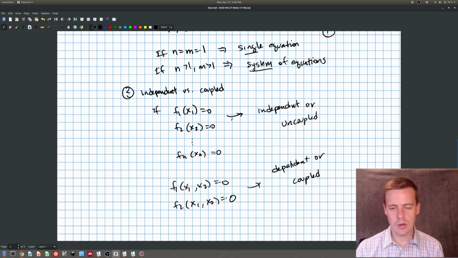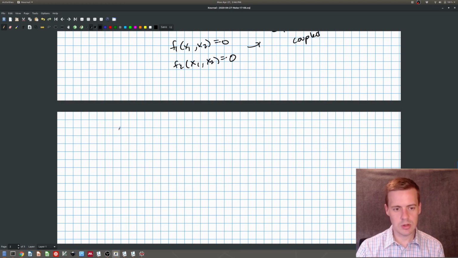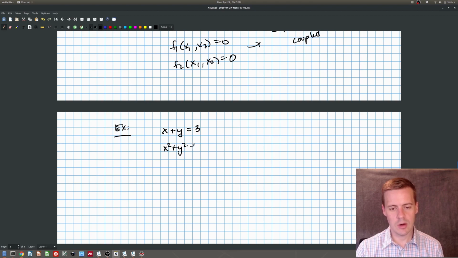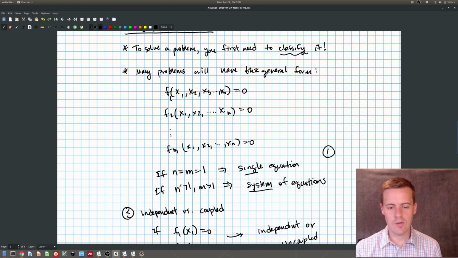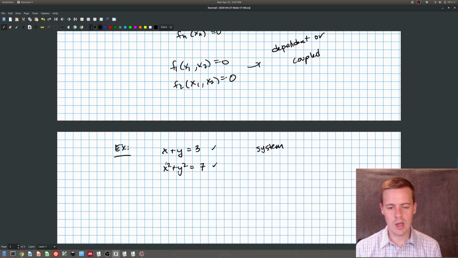Okay, so just of these two principles, let's put in a quick example. Suppose I had x plus y equals 3 and x squared plus y squared equals 7. All right, so what would this be? Well, this is clearly a system because I have two equations. I don't just have one equation, I have n greater than 1 and m greater than 1. So n is the number of variables, so n is equal to 2. M is also equal to 2. I have two equations here.